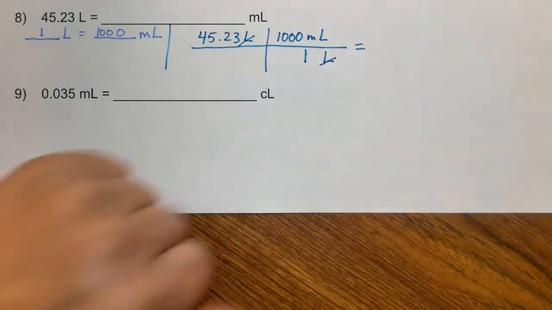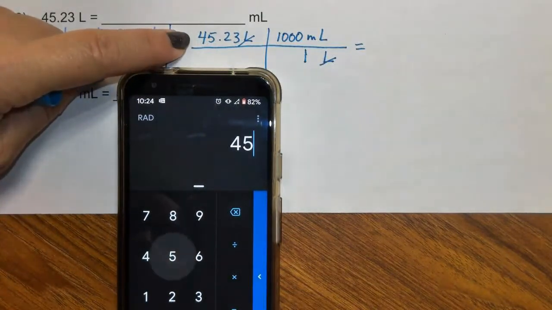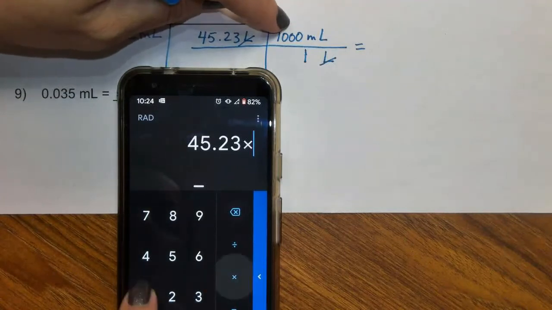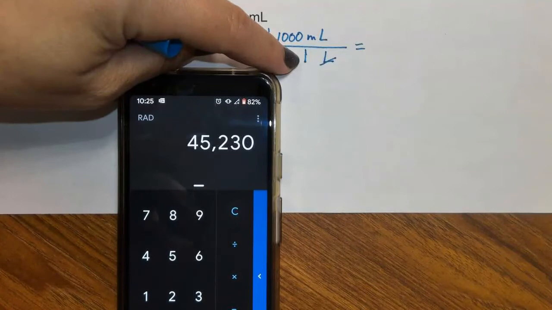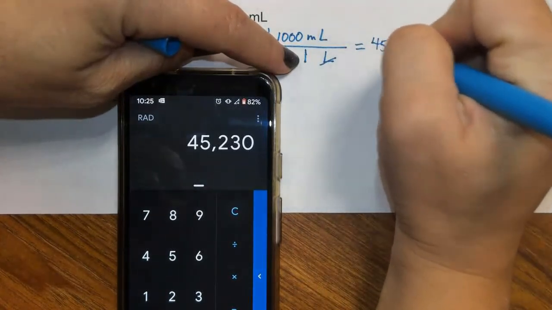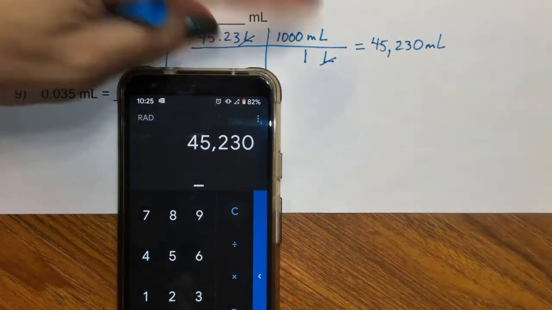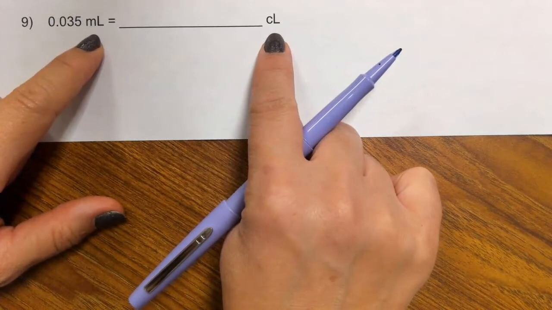So now I can go to my calculator and type in my first number, 45.23. I'm going to hit times the top, times 1,000, divided by the bottom, divided by 1, equals, and you get 45,230 milliliters.